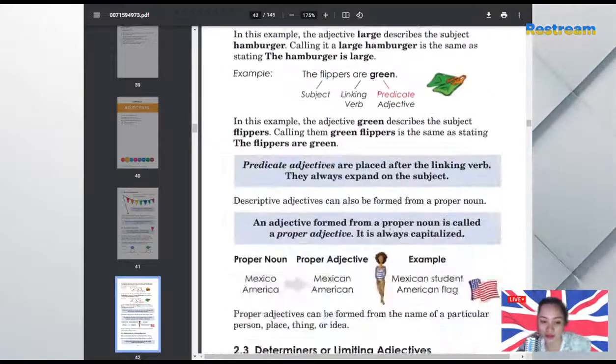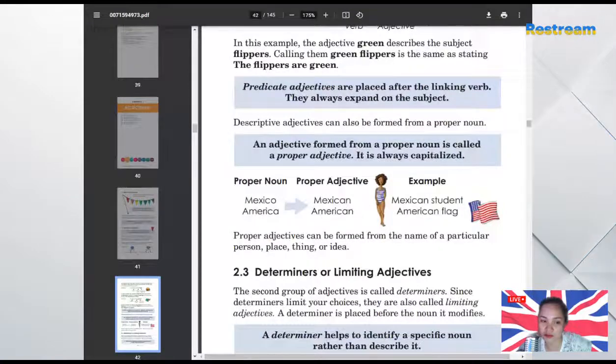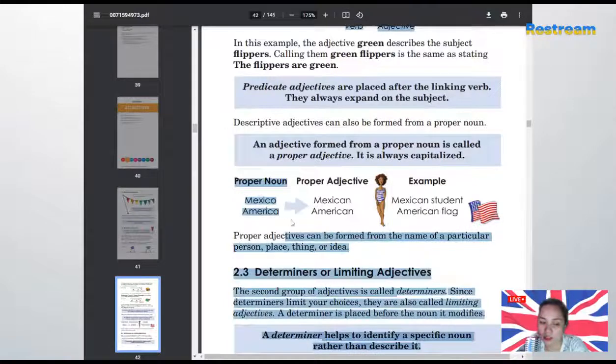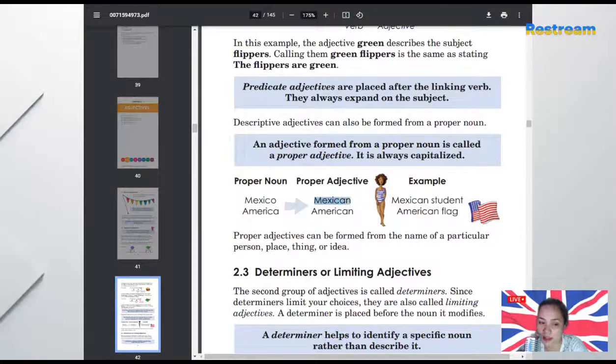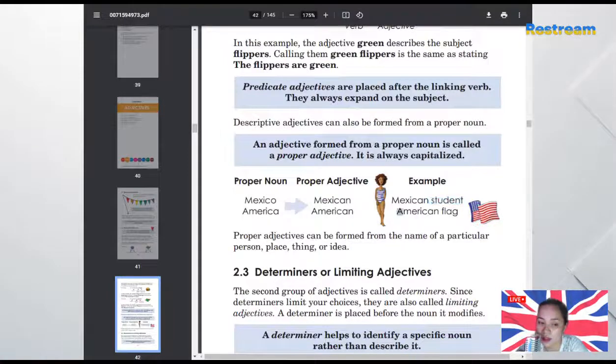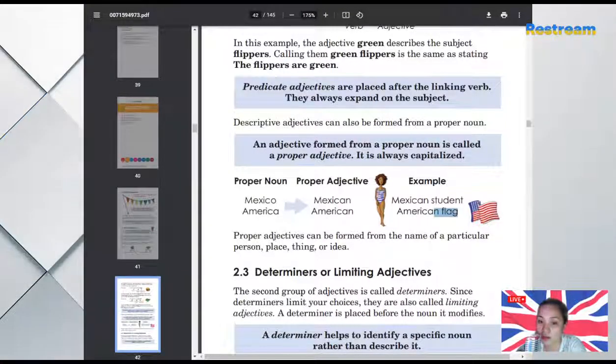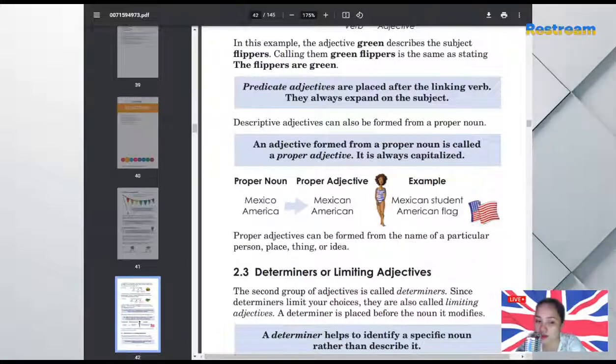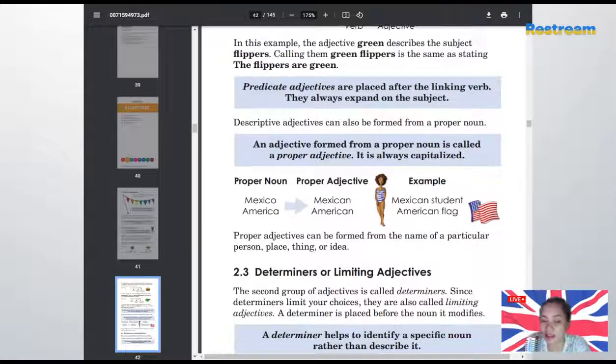So next one, the last one, which is the proper adjective. When it's a proper noun, it's Mexico or America. When it's a proper adjective, we say Mexican. So that is our adjective. While we add the student, so student is a noun, while an American, we have here the American flag. So the flag is being described as American and the student is being described as Mexican. So in here again, we use a proper adjective like a proper noun.